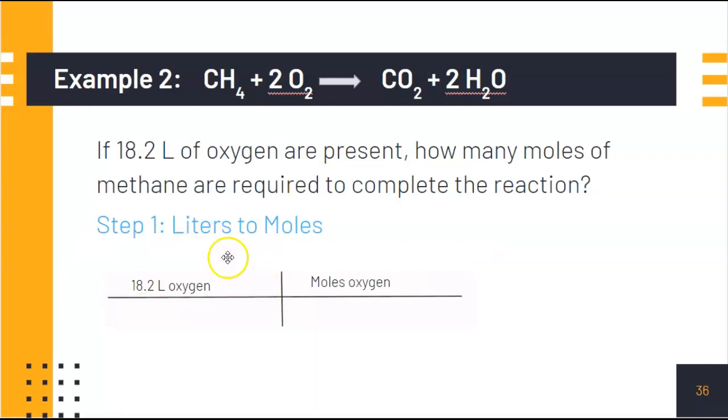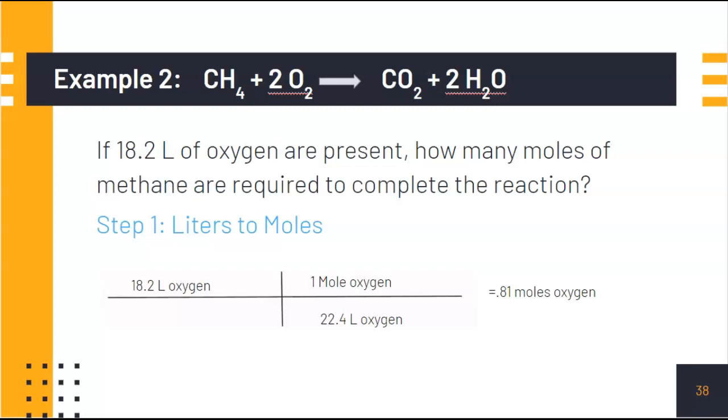What do I want to know? What do I know? I know I've got 18.2 liters of oxygen. I want to get to methane, but I can't get to methane yet because this isn't in moles. Remember, I can only change compounds when I'm doing a mole to mole ratio. So I have to get this liters oxygen to moles oxygen. It's basically the reverse of the last problem we did. I always know that there's 22.4 liters in 1 mole of oxygen, so I'm going to do some division here, and that gives me 0.81 moles of oxygen.